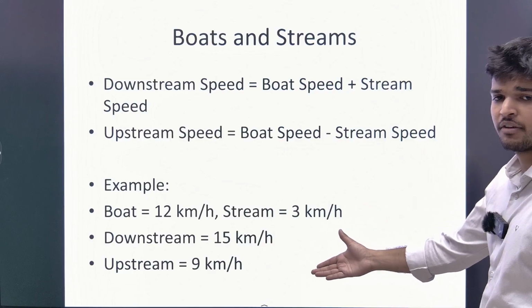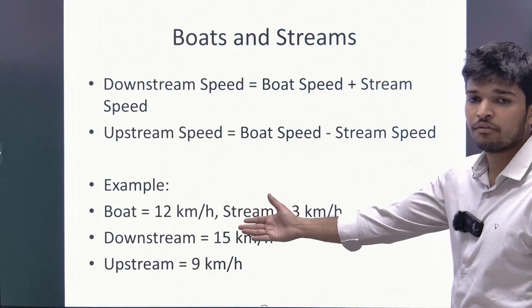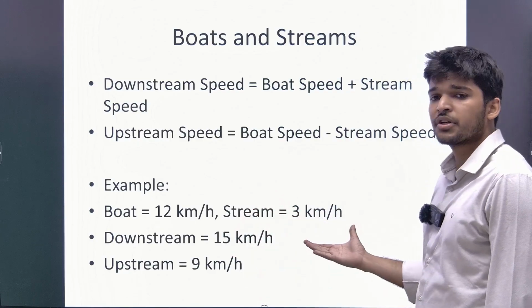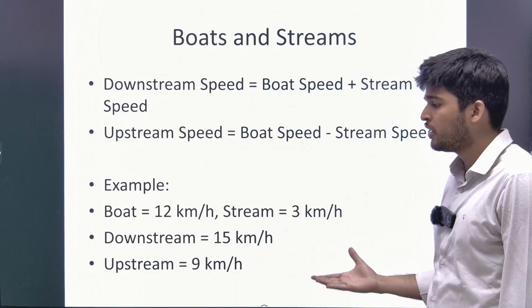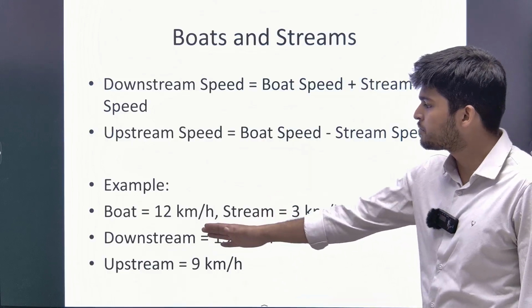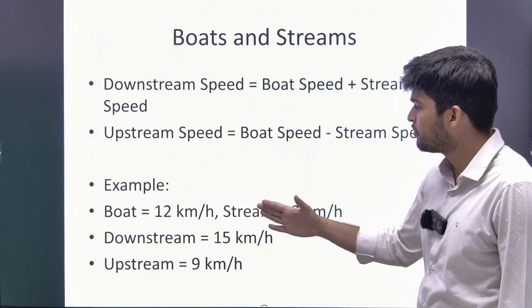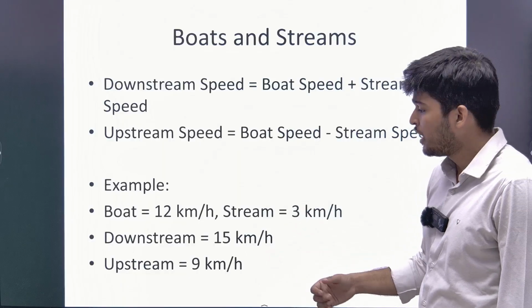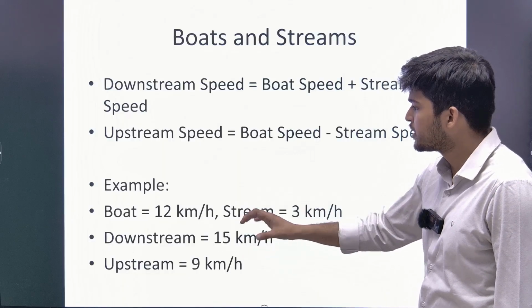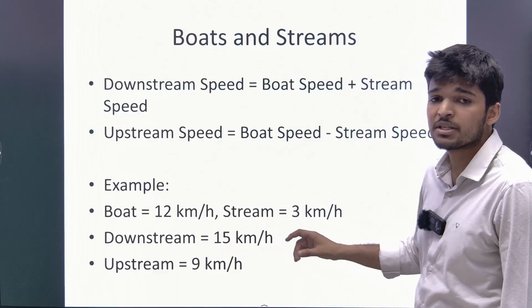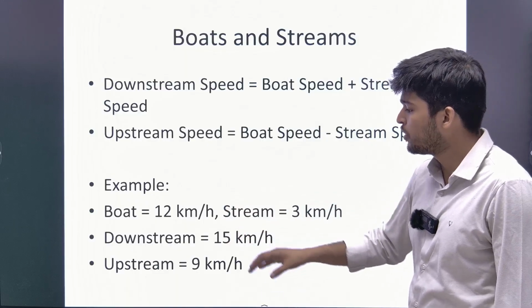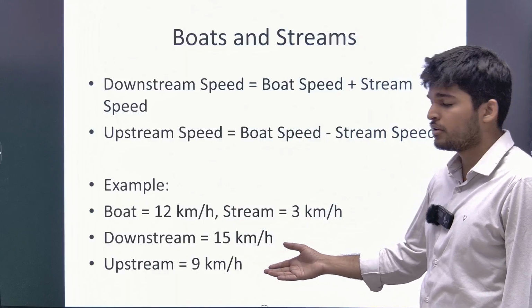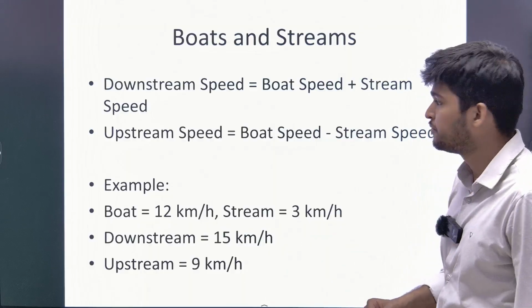A similar example has been given here. Here the speed of the boat is 12 kilometers per hour and the speed of the stream is 3 kilometers per hour. While moving downstream, the speed of both stream and boat has been added, which equals 15 kilometers per hour. And while moving upstream, the speed of the stream has been subtracted from the speed of the boat, which is equal to 9 kilometers per hour.